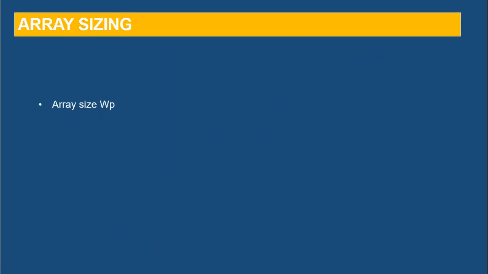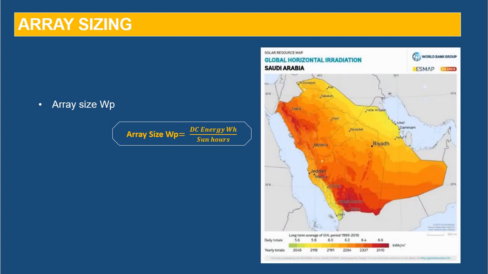For array sizing, we will get the size in watt peak using this equation. We know the DC energy in watt hour. We will divide it by the sun hours for that specific location. There are sun hours, or equivalent sun hours, for each location. You need to know this from, let's say, the ready-made solar maps.